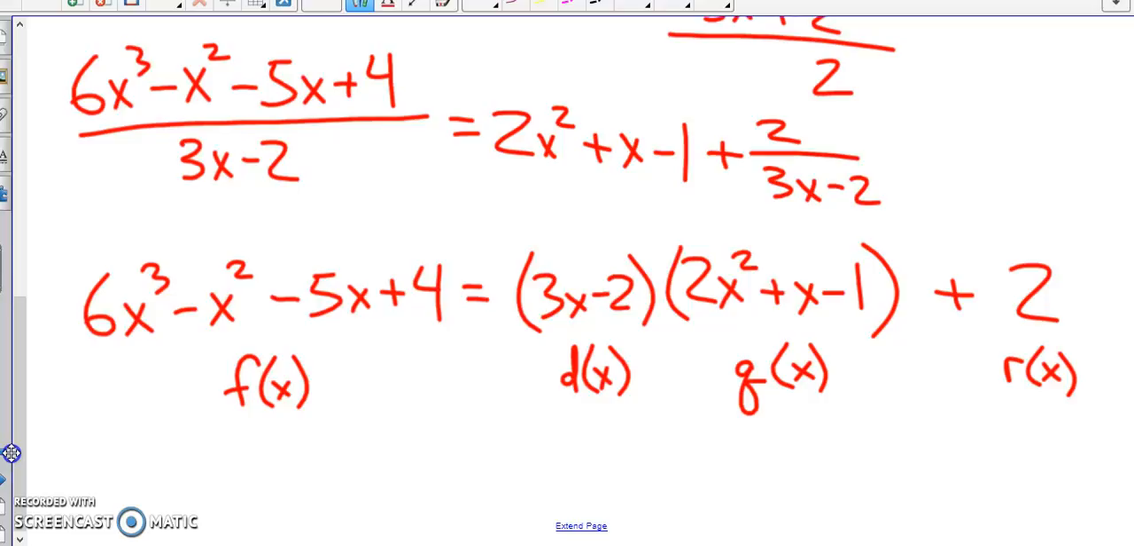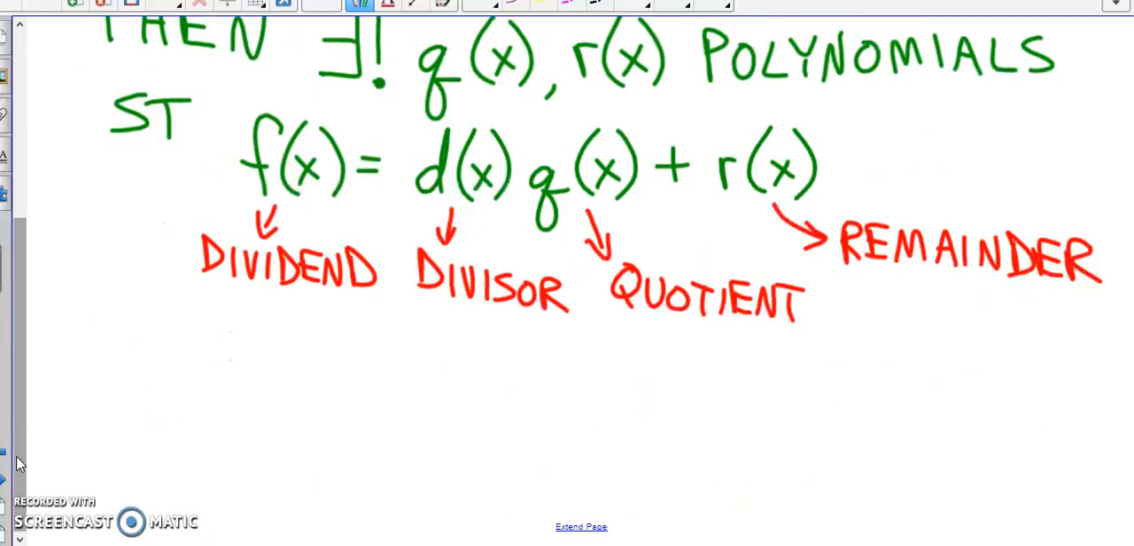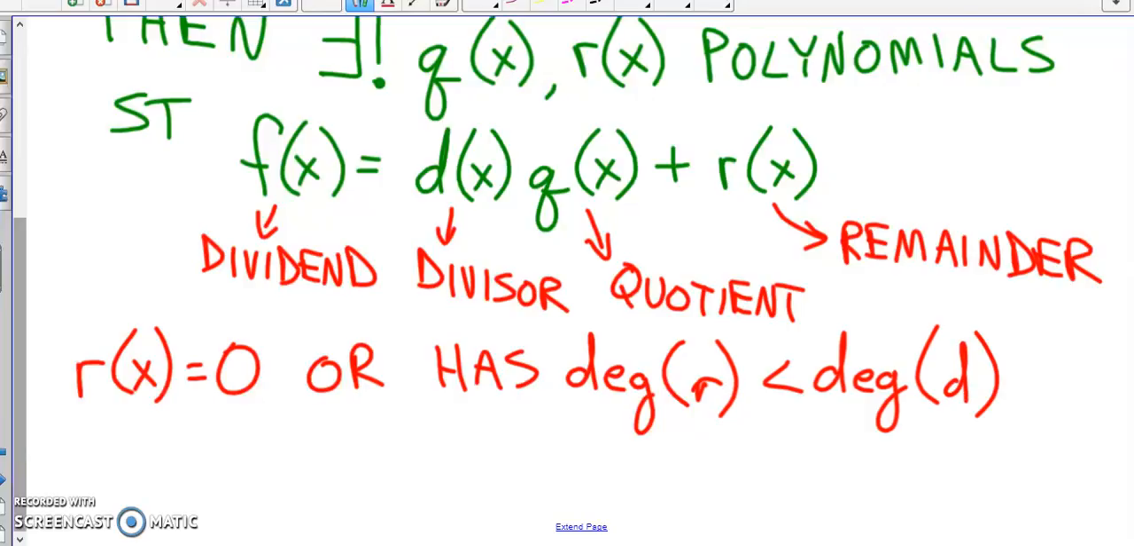All right, so back to the division algorithm. So, r of x equals 0, or, because obviously the remainder could be 0 if something divides evenly, right? So it's either equal to 0 or has the degree of r strictly less than the degree of d.